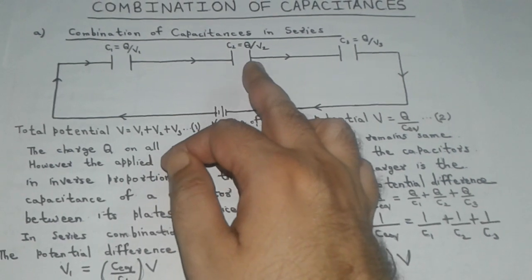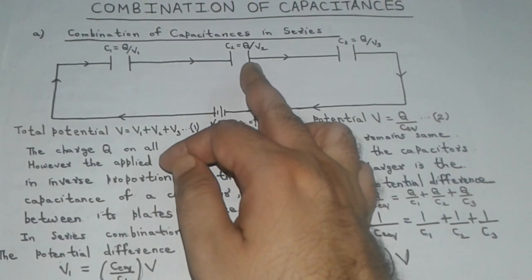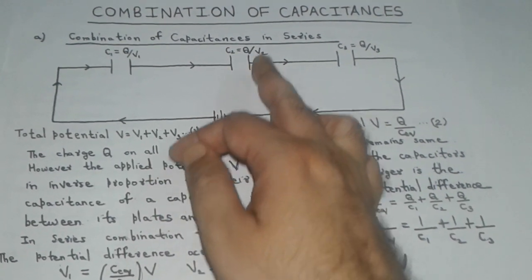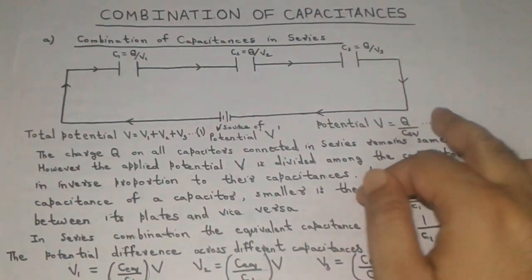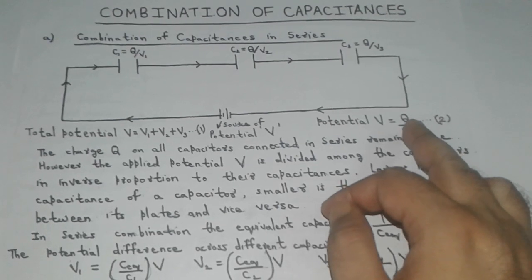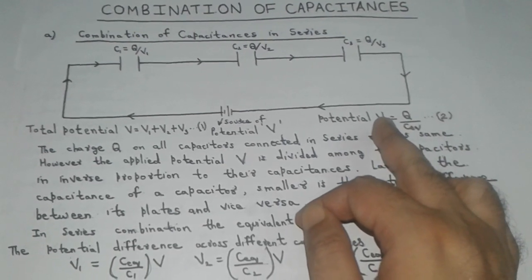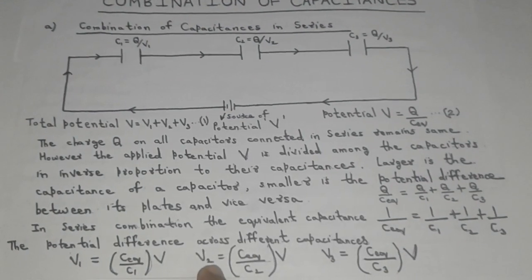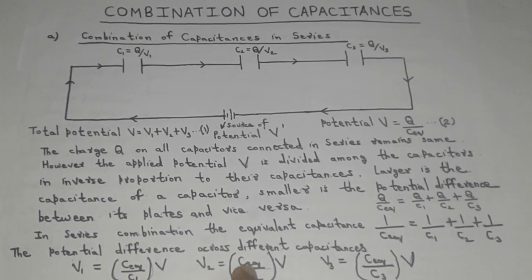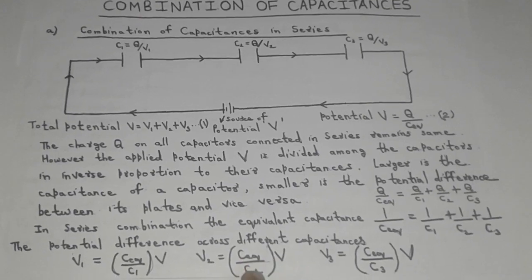Similarly, the potential drop across the capacitor with capacitance C2 will be given by V2 is equal to Q upon C2. Again from equation 2, Q is equal to C equivalent into V. So substituting Q is equal to C equivalent into V, we get V2 equal to C equivalent into V upon C2.